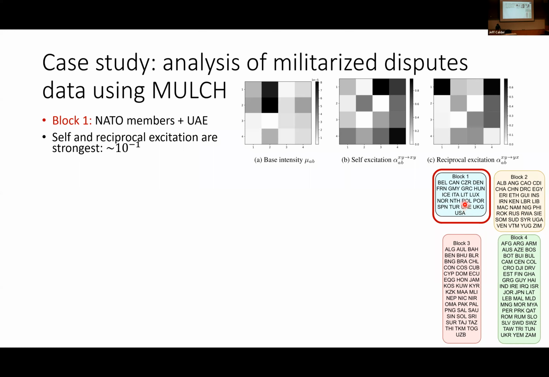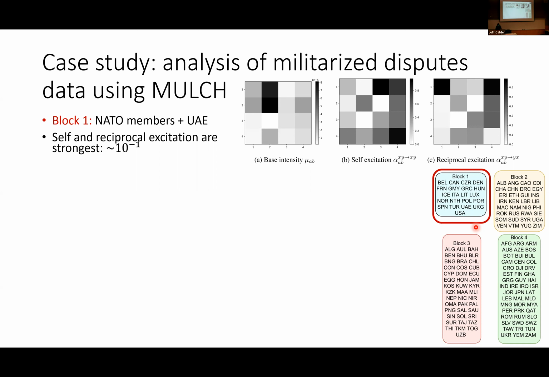And the reason we found the UAE here, we think, is that the UAE also took part with NATO in a lot of different operations. For example, the intervention in Libya. And so we were able to discover some of the military alliances themselves just from the actions that these countries took.